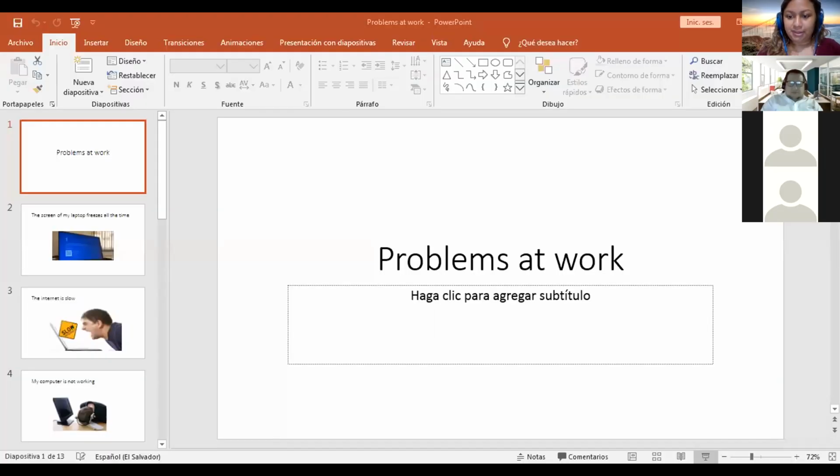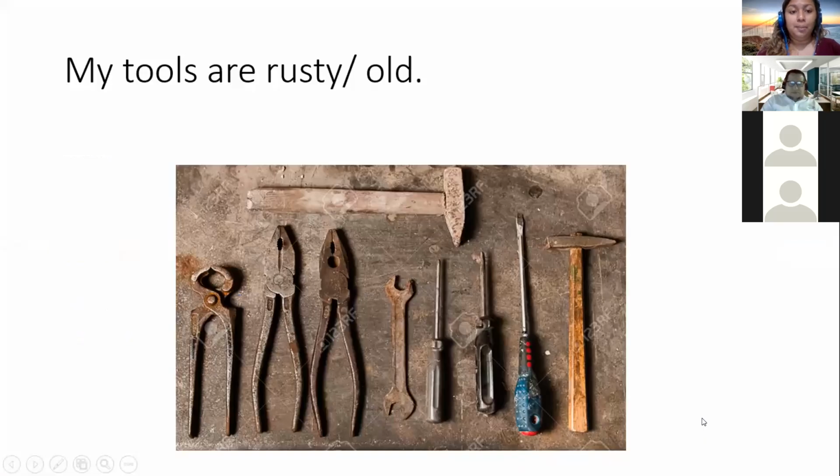Now, my tools. My tools are rusty, or old. We say rusty when something made of iron or aluminum looks orange, kind of orange or brownish. Now, rusty. In Spanish, could be mojoso, or, I don't know how to say it. Oxidado. Yes, oxidado.